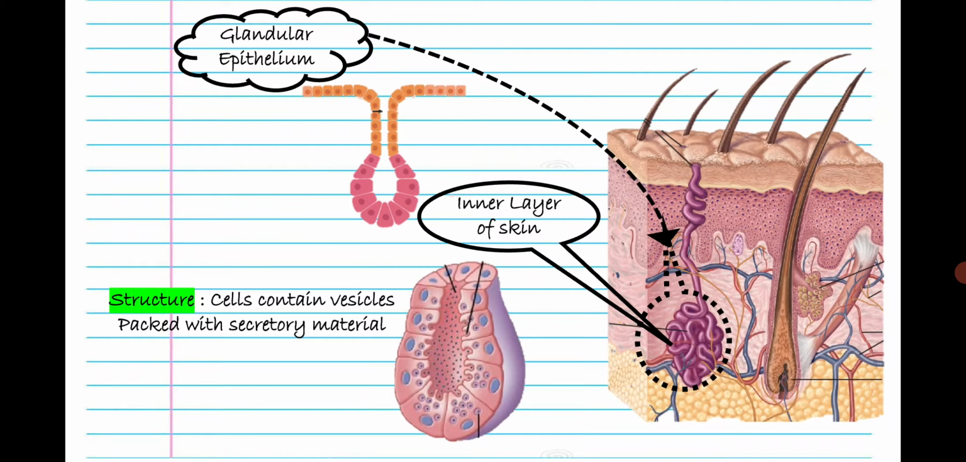So they have a vesicle in it. So that is the structure. What are the functions of these tissues? These tissues secrete sweat, oil and mucus. So these tissues are the third type of epithelium tissues, which are present in the inner layer of our skin.